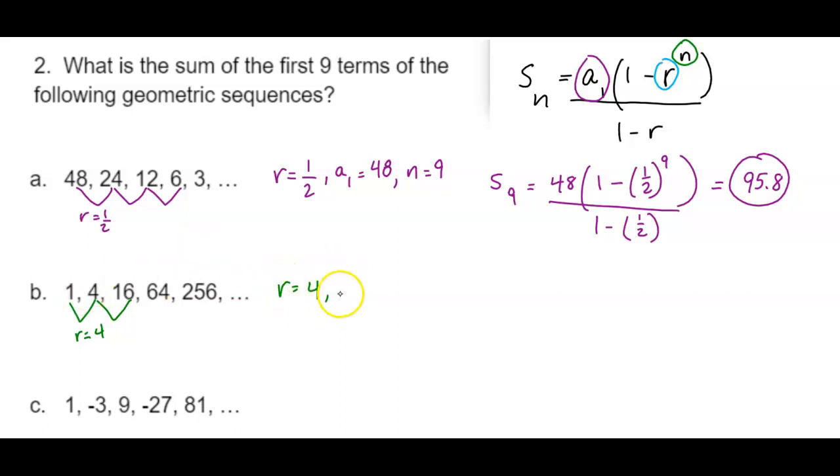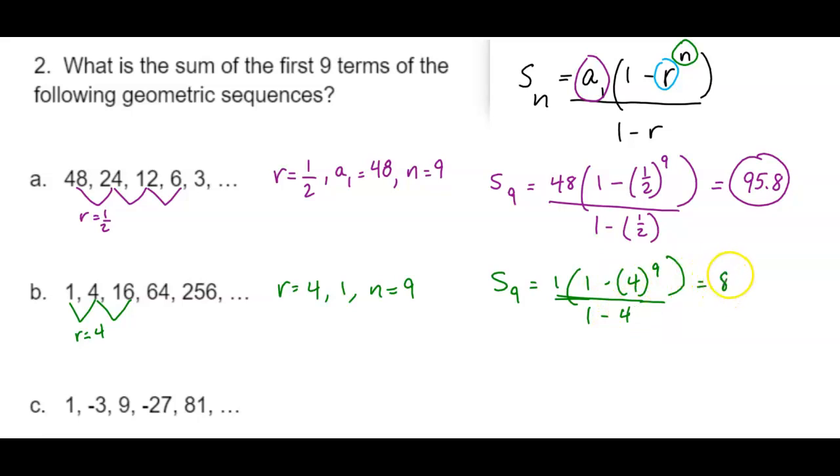Our first term in this sequence is 1, and remember, n is still 9 because we're finding the sum of the first 9 terms in the sequence. So plugging it into the formula for this example, first term is 1. So it's 1 minus the ratio, which is 4 raised to the 9, and that's all over 1 minus the ratio. The ratio again is 4. If you put that all in your calculator correctly, you should get that this is 87,381.